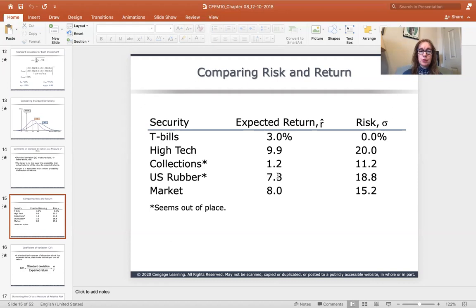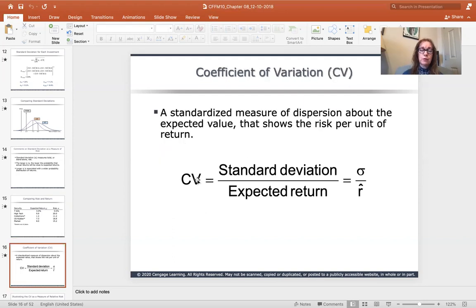US Rubber gives us a lower return, but it's lower risk. So which one is going to give you the best return for the risk? Well, we can't really know that for sure unless we calculate the coefficient of variation. Basically, this tells us what the risk is per unit of return. Just like it says here, it shows the risk per unit of return.